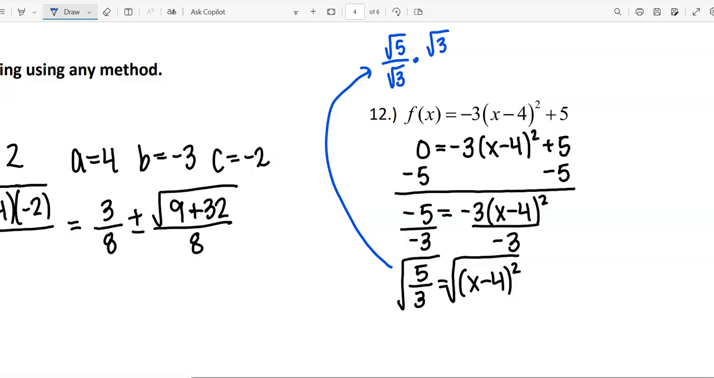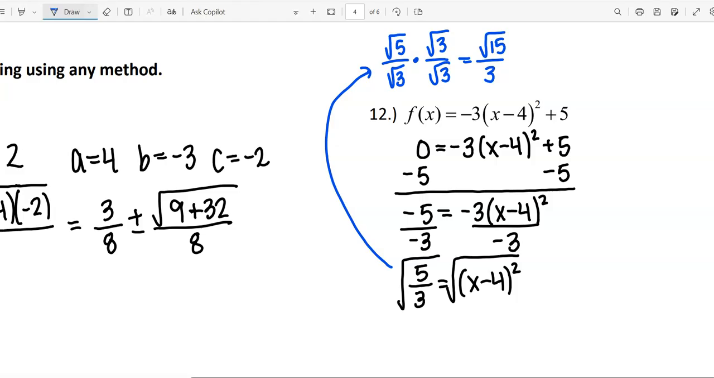Yeah, multiply by a well-chosen 1 of square root of 3 over the square root of 3. That way we're not changing the quantity of our expression. We're just changing the way that it looks. That's why it's called a well-chosen 1. What's the square root of 5 times the square root of 3? Square root of 15. And what's the square root of 3 times the square root of 3? The square root of 9, which is 3.